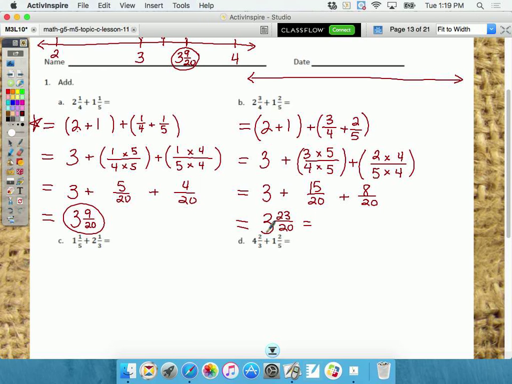So now I will do 3 plus 20 20ths plus 3 20ths equals 4 and 3 20ths. Good. The part you can do in your head is this part right here where you're adding 1 whole. Okay? So 4 and 3 20ths.